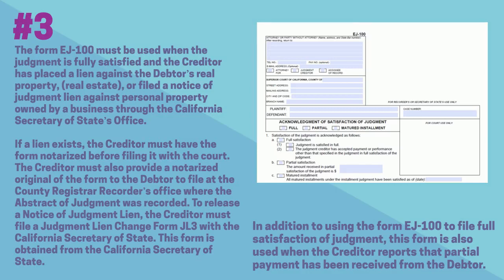To release a notice of judgment lien, the creditor must file a judgment lien change form, JL3, with the California Secretary of State. This form is obtained from the California Secretary of State. In addition to using the form EJ-100 to file full satisfaction of judgment, this form is also used when the creditor reports that partial payment has been received from the debtor.